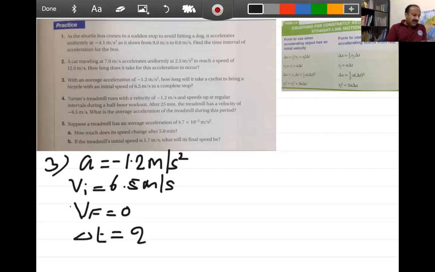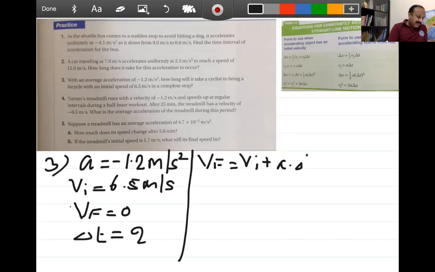So again, you can look at the equation given on the right side. The values given are Vf, Vi, A, and you're looking for time. So of course it is the second equation. So I will write the equation again. With each problem you have to write the equation, then only you become familiar with the equation and how to use it. Okay. So Vf is equal to Vi plus A delta t.